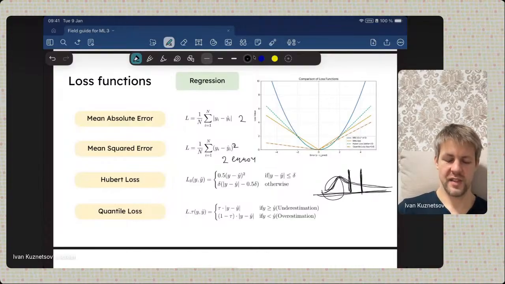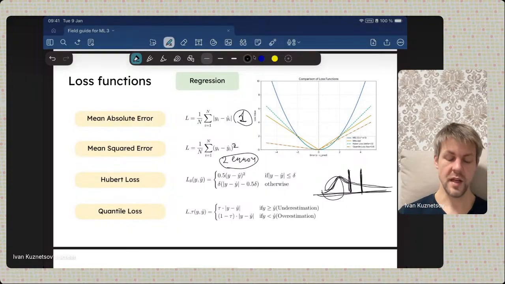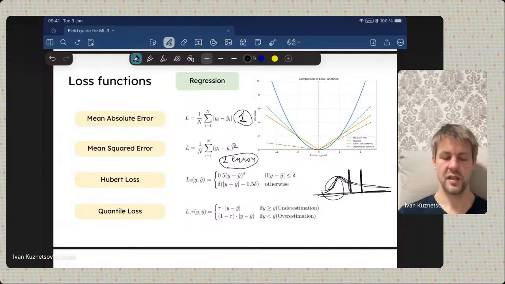So the size of the error affects mean squared error, but it doesn't affect, oh no, actually not even 2, right? It's not squared. So it doesn't affect this absolute error in any way. That's why you might want to use mean absolute error instead of mean squared error. It's less sensitive to outliers, and it will target the median value for you.